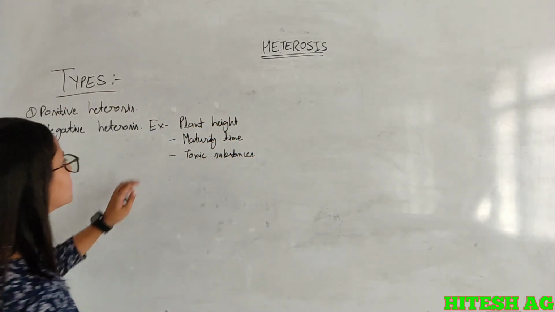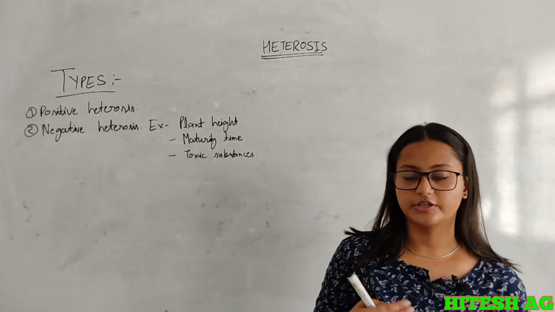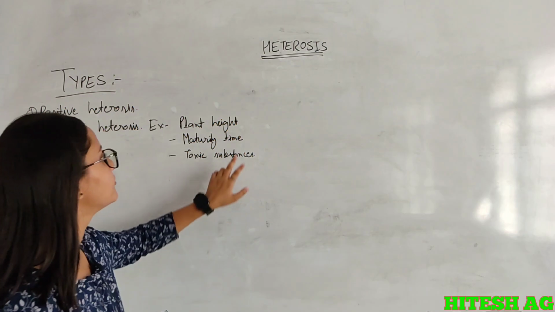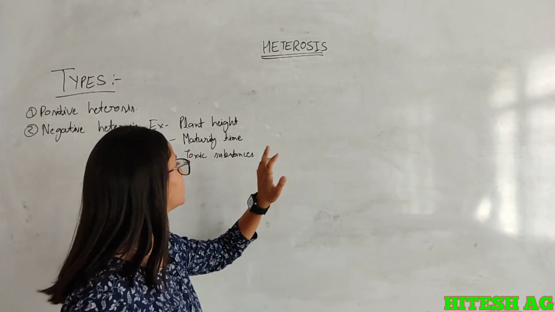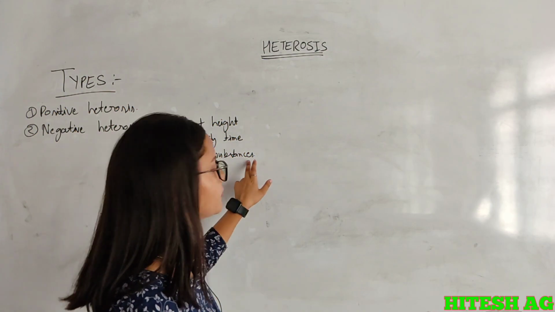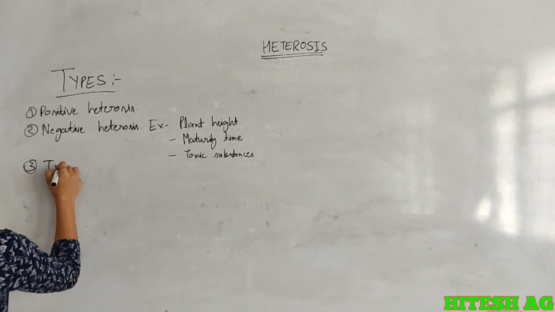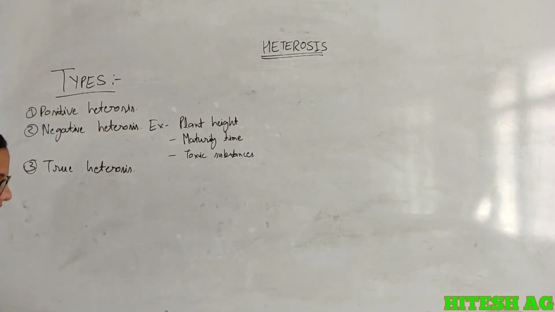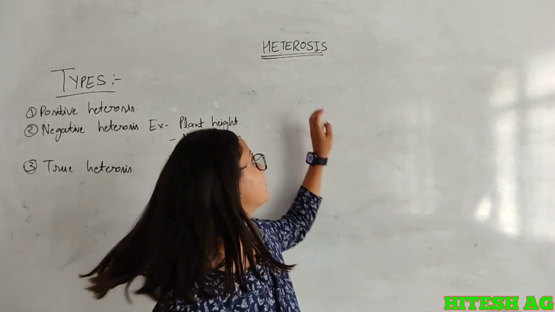So as you can notice, in all of these cases, negative heterosis is more desirable to get the desirable trait in our hybrid. We might need a dwarf plant, and we might need early maturity, and in toxic substance production we need that in reduced quantity, to make it fit for human consumption. Now the third one is true heterosis, and it's the same as positive heterosis, as I told you in its definition.